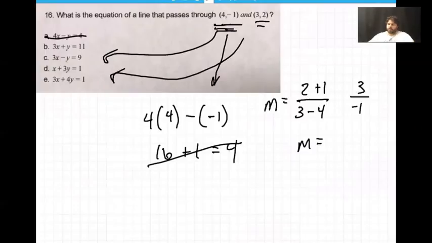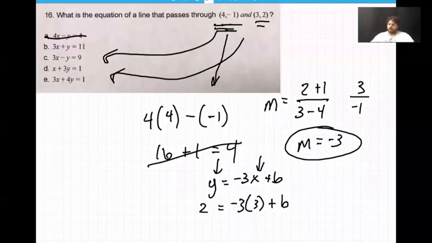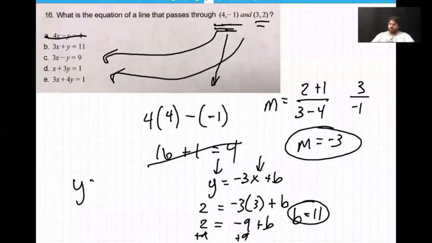So the slope is going to be -3, okay? So right now I need to find b. So I have -3x plus b. I plug in my x and my y. I go ahead and plug in x equals 3. So -3 times 3 equals y is 2 plus b. I get -9 plus b equals 2. When I add the 9, I get b equals 11. So there's my equation. Y equals -3x plus 11.